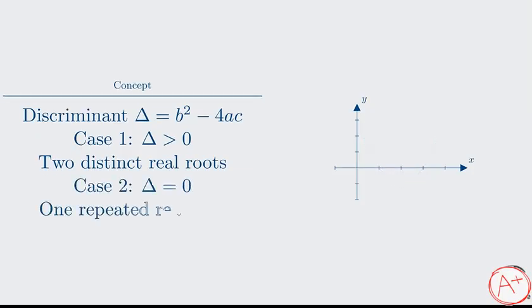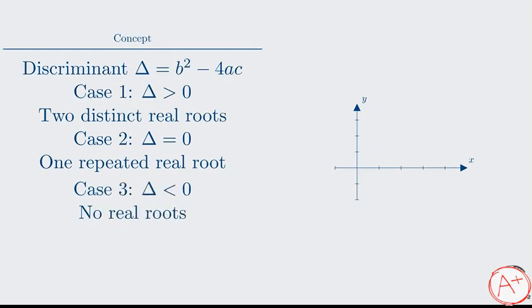In the second case, if delta equals 0, the square root becomes 0. Adding or subtracting 0 gives the same result, so we have 1 repeated real root. Visually, the x-axis is a tangent to the curve, touching it at exactly 1 point, the vertex. Finally, if delta is less than 0, we are trying to square root a negative number. Since this has no real solution, the equation has no real roots. The graph never touches or crosses the x-axis. It floats entirely above or below it.